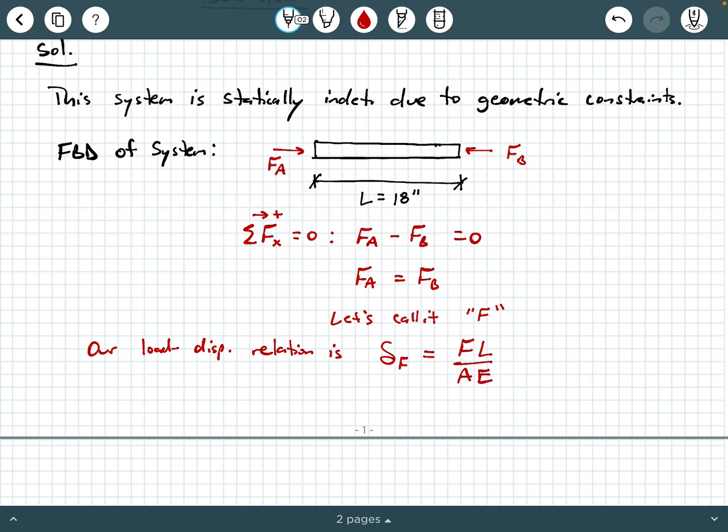And we're going to pause right there for just a second. So again, that's our load displacement relationship, and that's going to cause a compressive effect, of course. Now, because it's a compressive effect, we can add in a negative sign. So we can rewrite this as delta F equals negative FL over AE. Again, that negative that I just tacked on there accounts for the fact that this reaction force at either end, A and B, is causing a compressive effect.